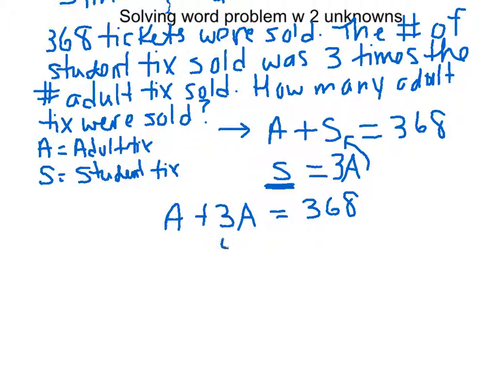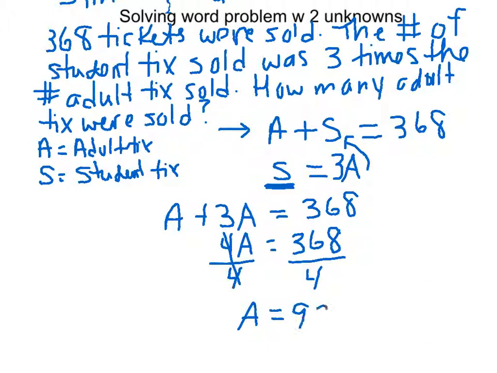1A plus 3A gives us 4A's. How do we solve this for A? We need to get rid of the 4. The 4 is multiplying, so we divide. What we do to one side of the equation, we do to the other. And when we divide that, we get 92.